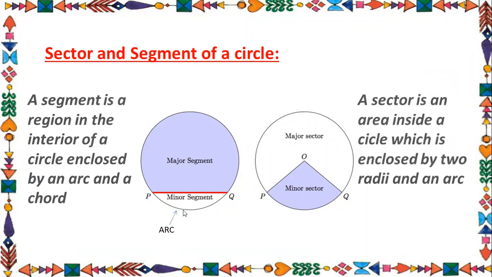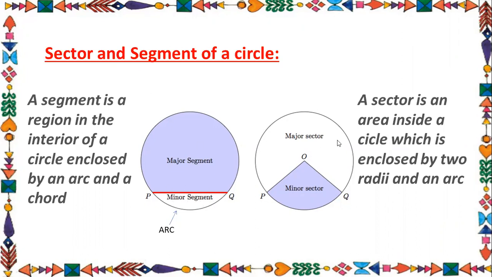Now let us see what is a segment. This we have seen. Segment is a region in the interior of a circle enclosed by an arc. PQ, you know this is an arc. PQ is an arc, and this line segment PQ is also the chord. So the area enclosed by this chord and arc is known as segment. And when it is smaller in area, it is known as minor. When the area is bigger, we call it major.